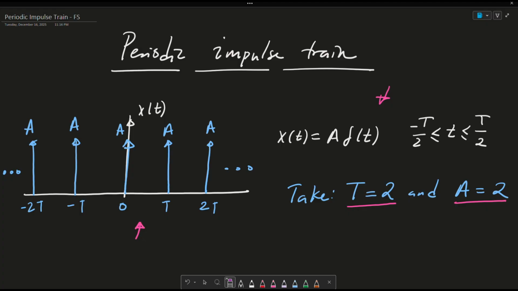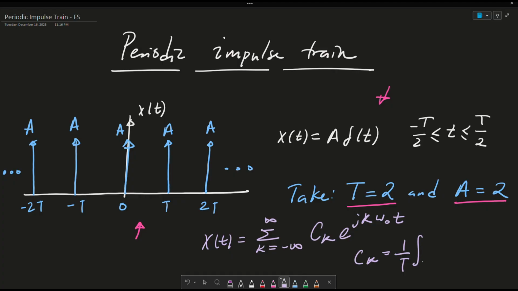So from a previous video that I made, labeled Fourier series part 1, we noticed that we can reconstruct any periodic signal x(t) by the sum as k goes from negative infinity to infinity of the sequence coefficient c_k times this complex exponential e^(jkω₀t), where again c_k is simply 1 over the period T integrated over one singular period of x(t) e^(-jkω₀t) dt.